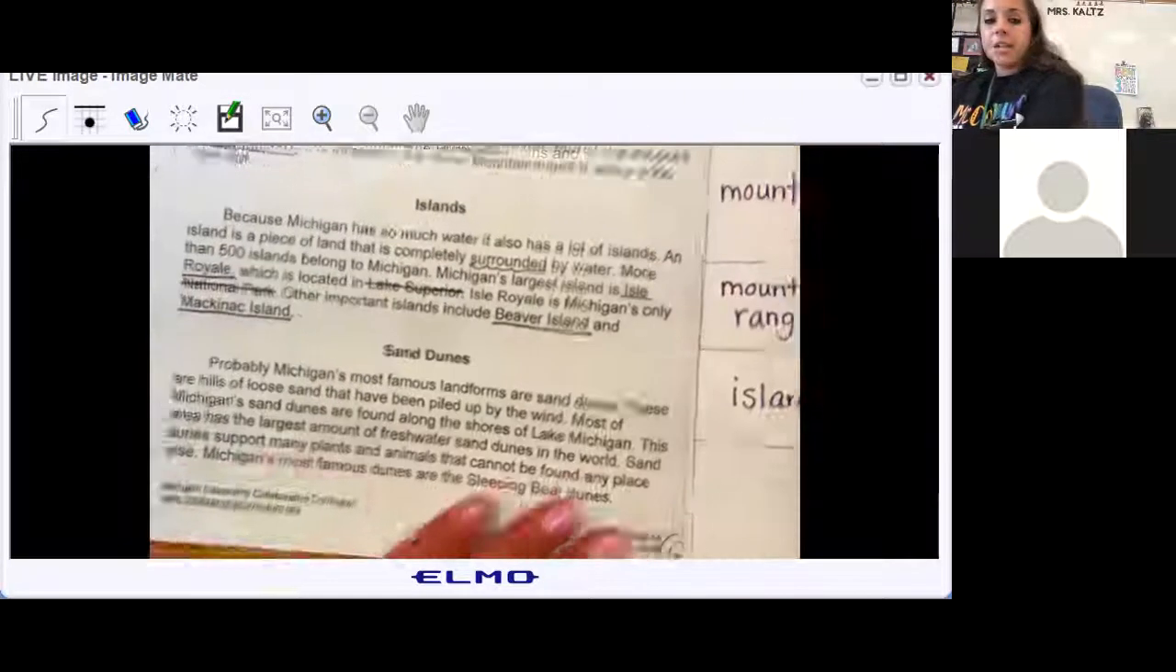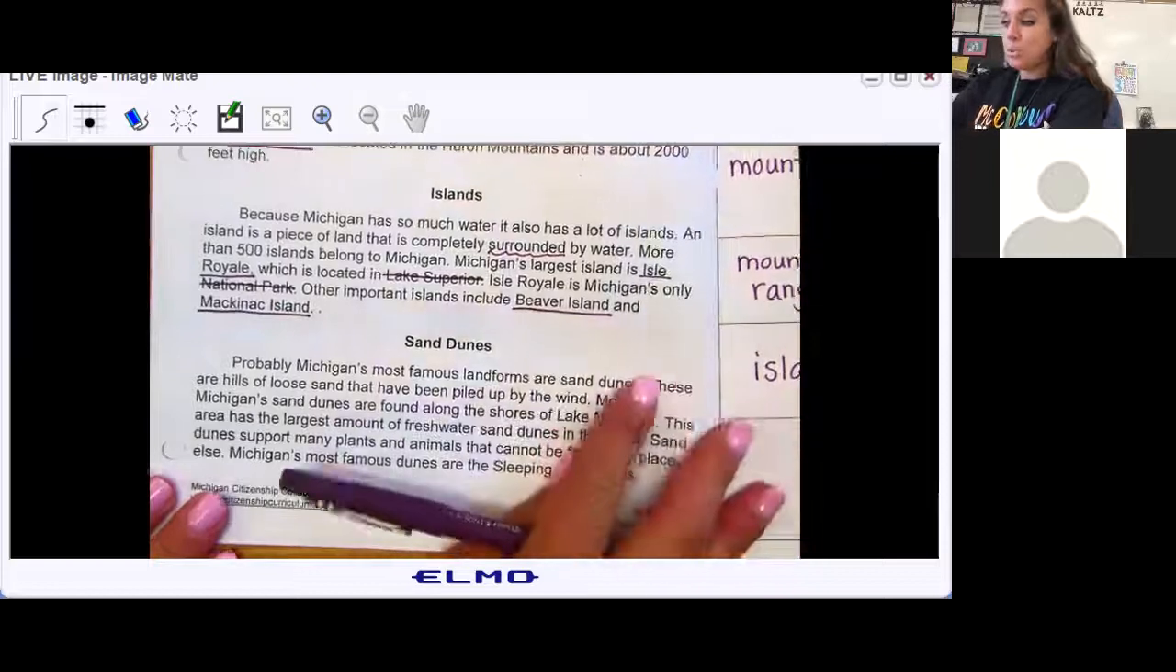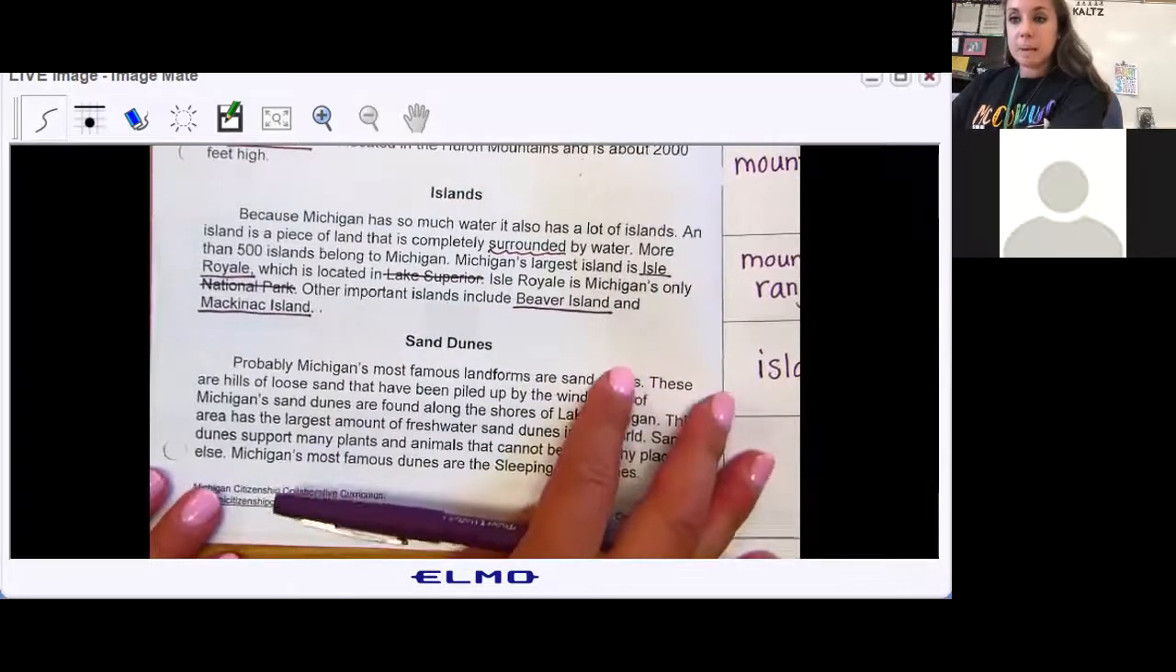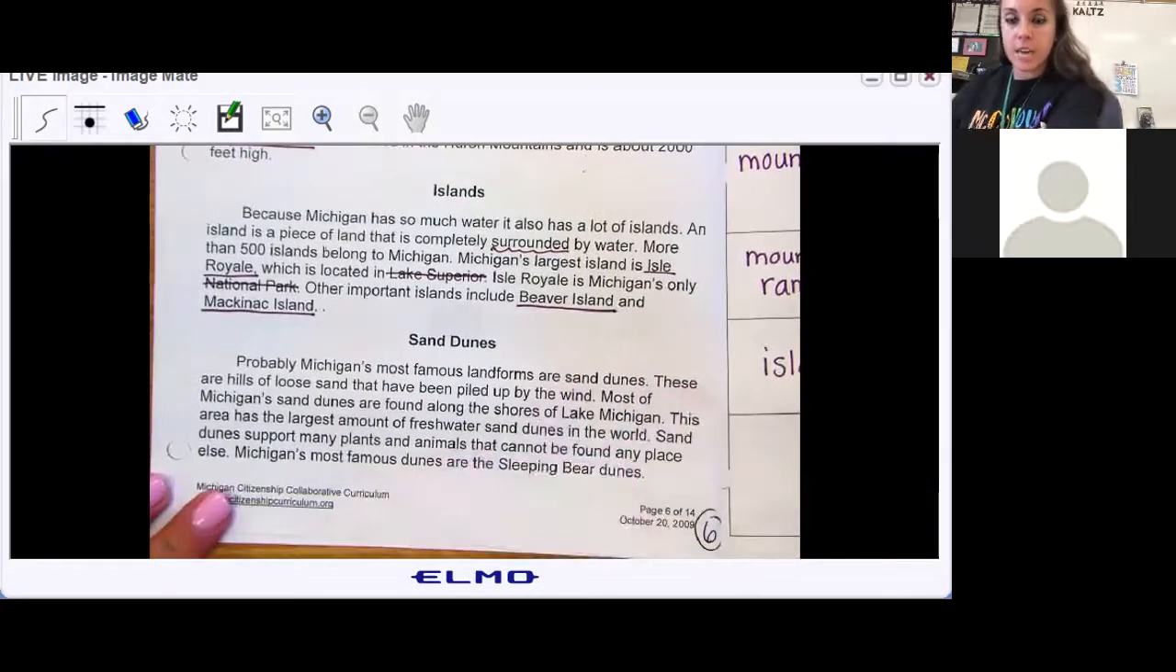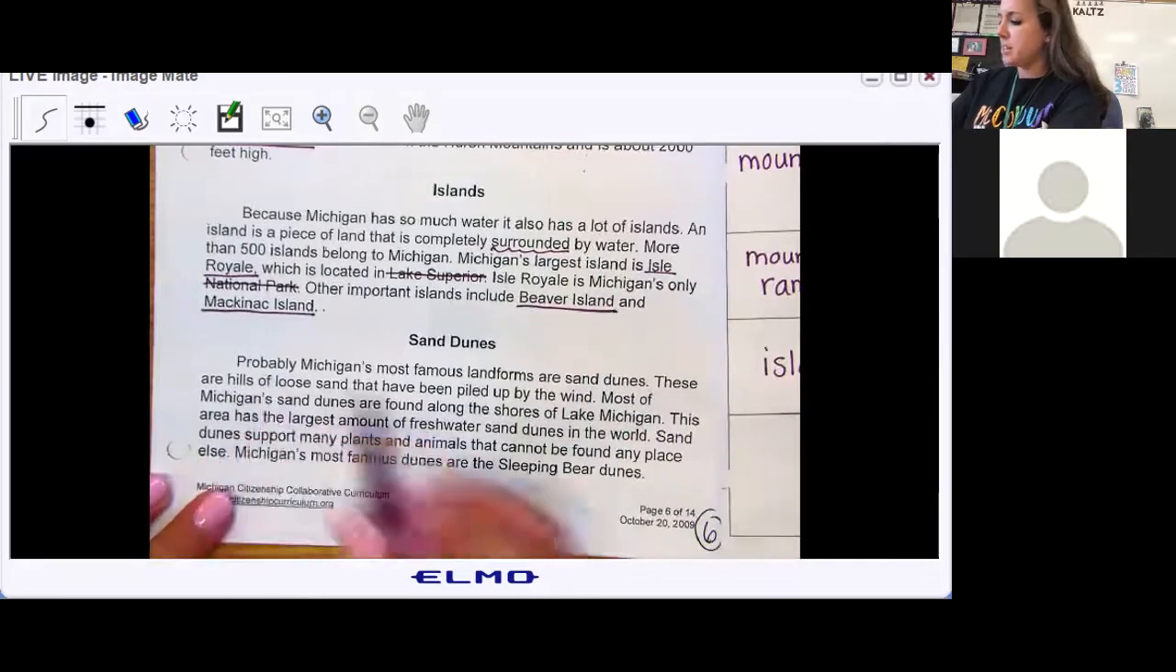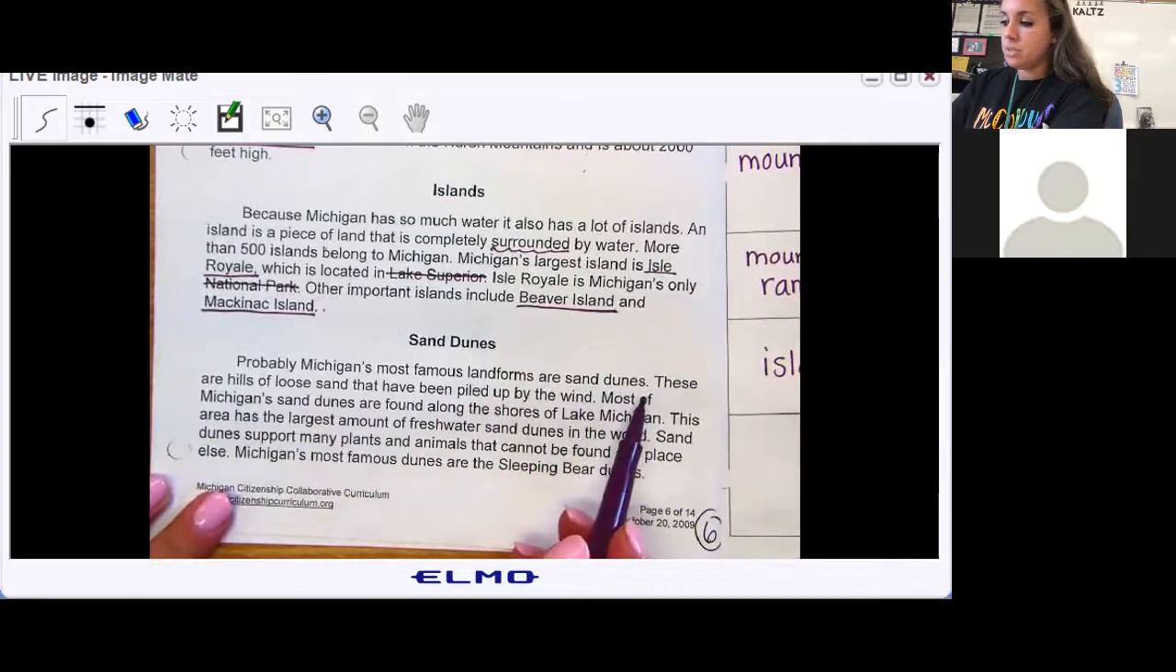Let's read the final paragraph about sand dunes. This is my least favorite landform. I don't like sand dunes. They are very hard to climb. Very hard to climb. I've been there. All right, let's focus. Probably Michigan's most famous landforms are sand dunes.